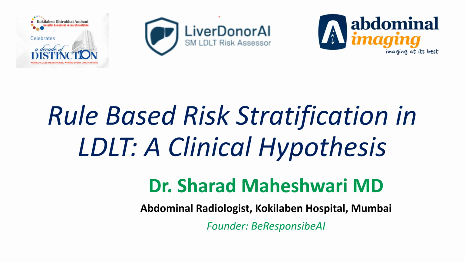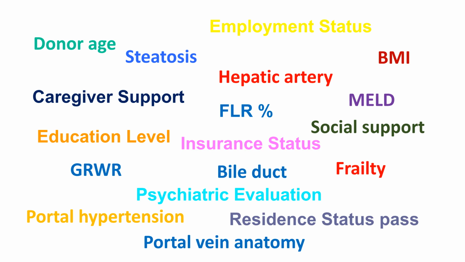This video introduces a clinical hypothesis for rule-based risk stratification in living donor liver transplant, or LDLT, developed by Dr. Sharad Maheshwari, MD. The risk assessment considers many factors, including donor age, BMI, steatosis, anatomy, and social support. Recipient factors like MELD and FLR percentage are also analyzed. Additionally, the risk assessment looks at caregiver support, insurance status, and psychiatric evaluation.